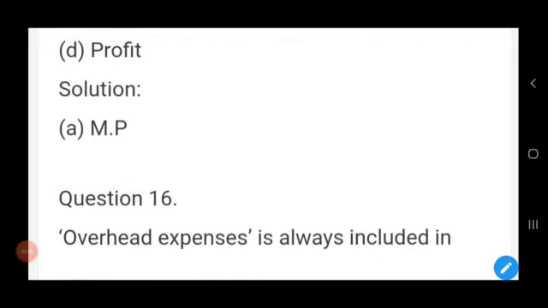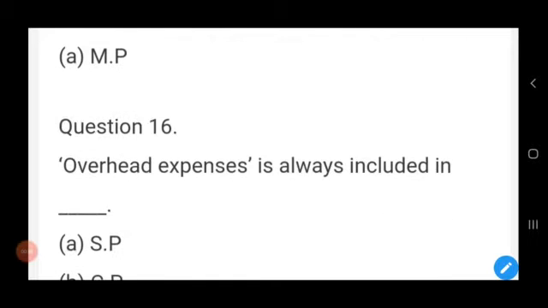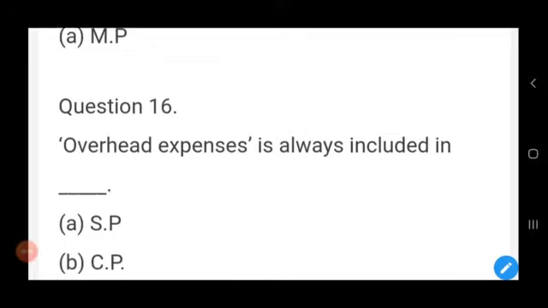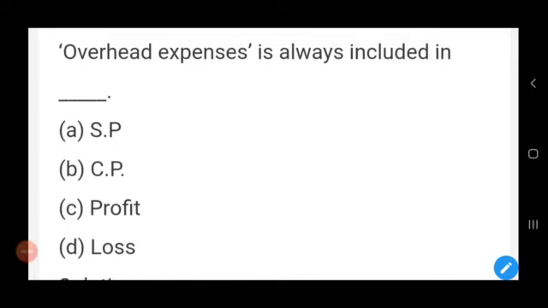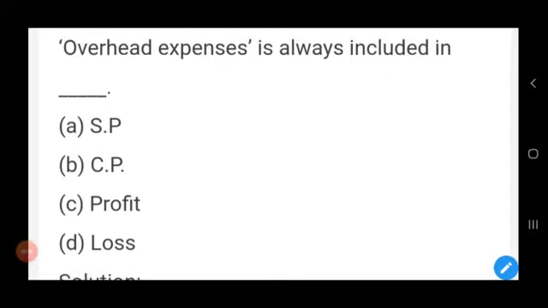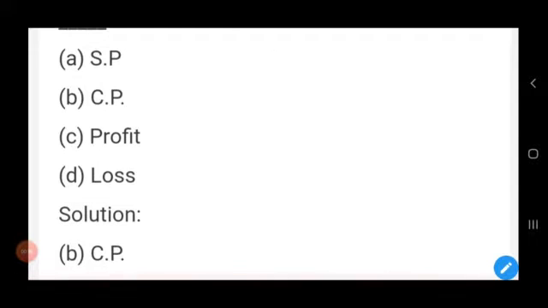Next, question number 16. Overhead expenses is always included in dash. Options are SP, CP, profit, loss. Overhead expenses is always included in CP, that is cost price. So option B is the correct answer, that is CP.